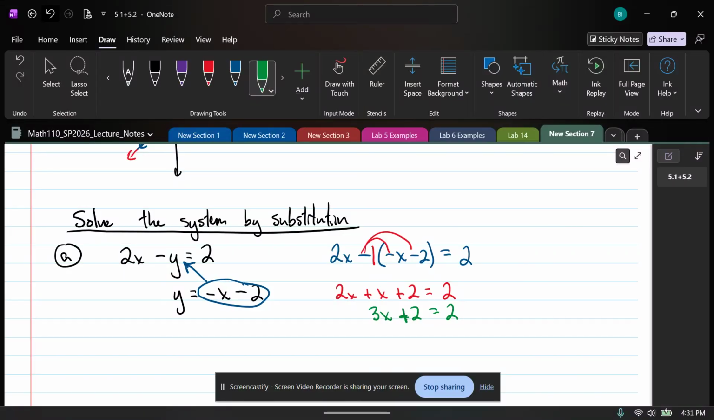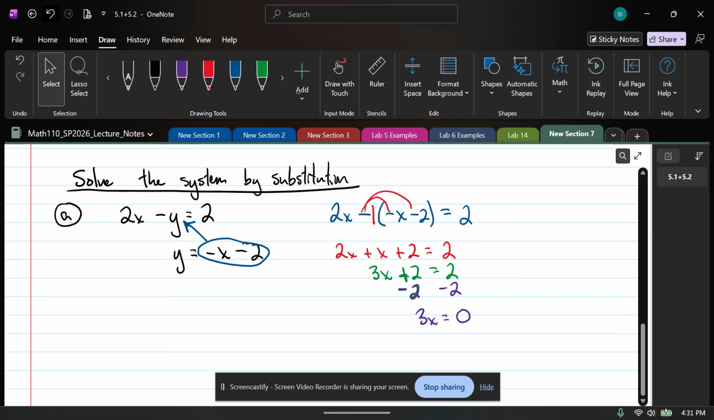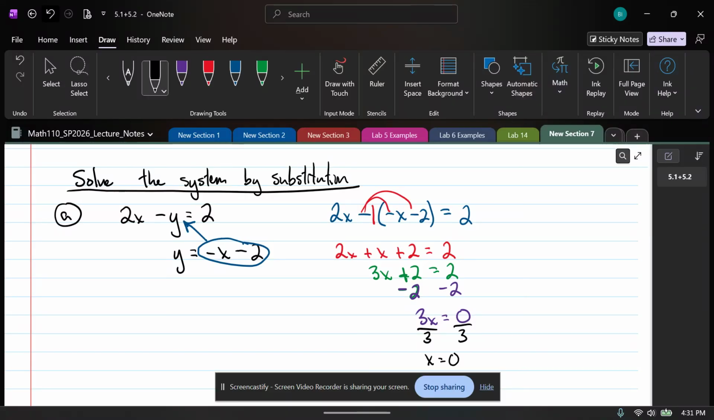Now I'm going to try to get x by itself. That's the next step. So I'm going to move the 2 by subtraction. It's going to give me 3x is equal to 0. And then the last step is divide by that 3. 0 divided by 3 is going to be 0. So my x value is going to be 0.